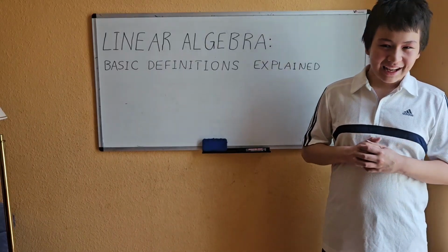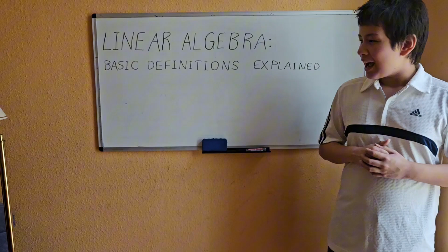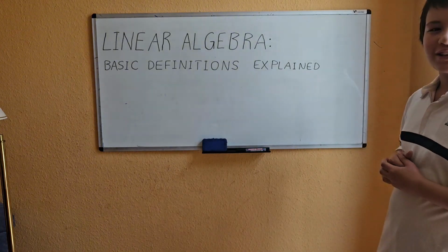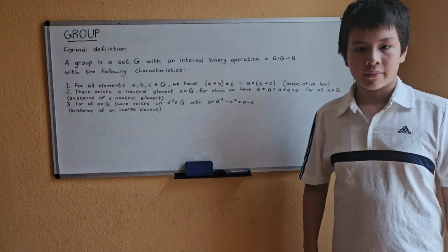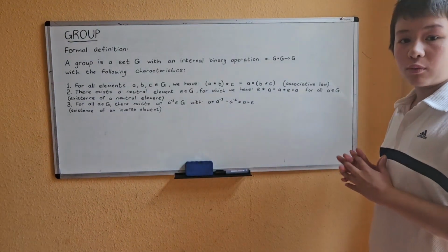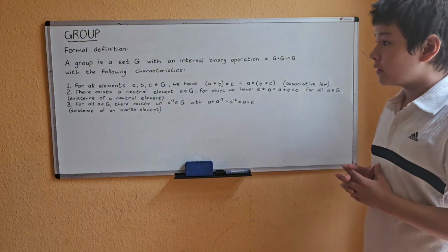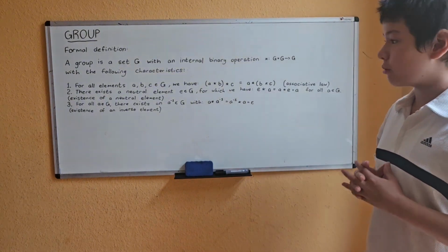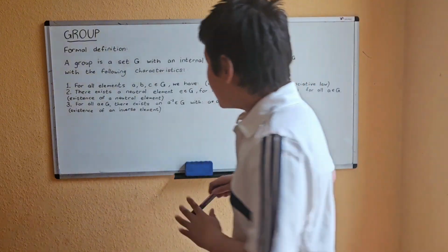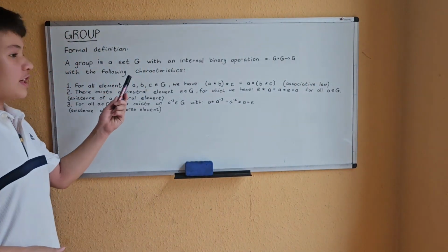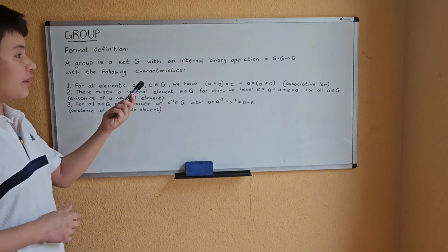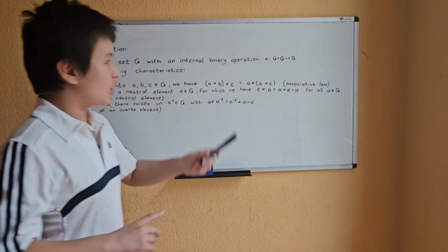Hey friends, today I'm going to show you a few basic definitions of linear algebra. So, this is the formal definition of a group, and while it's a bit long, I'll take you through it step by step. So, a group is a set G of elements with an internal binary operation.